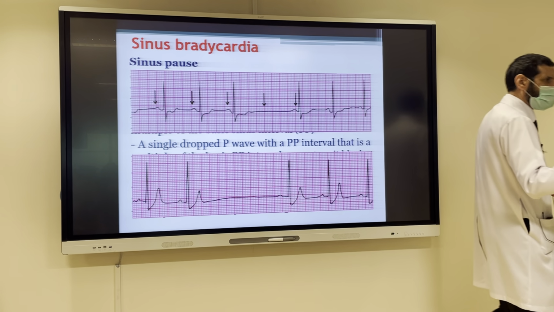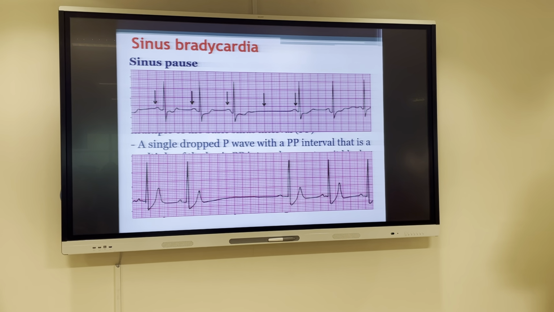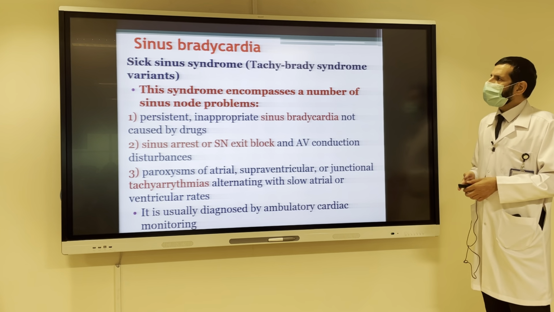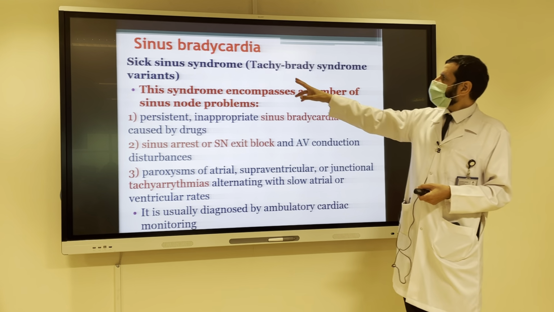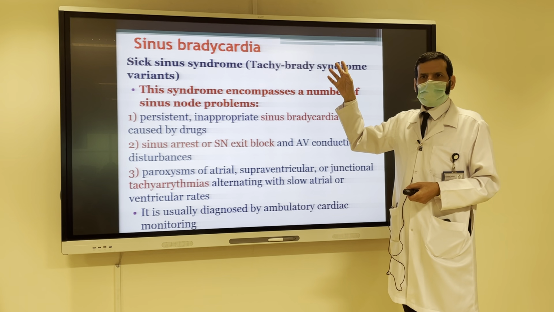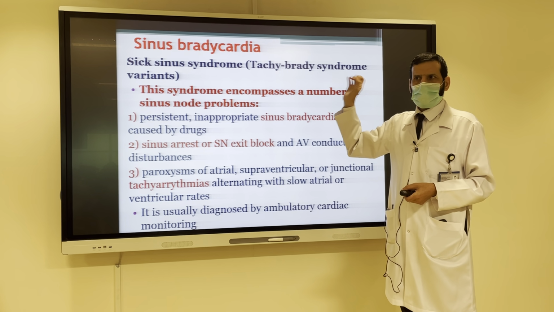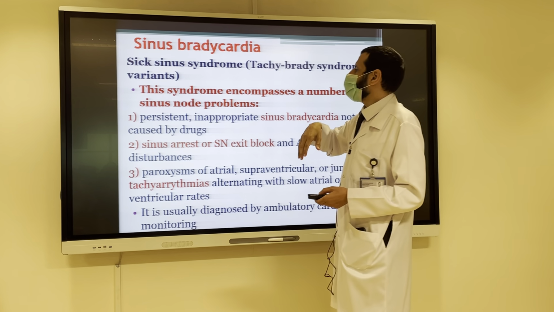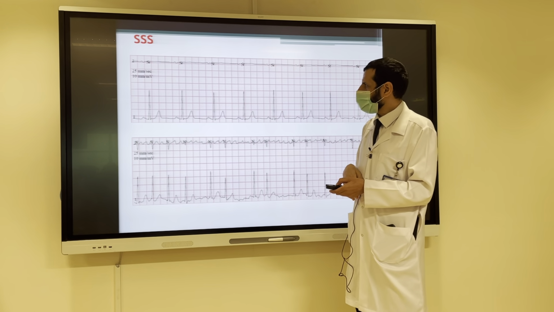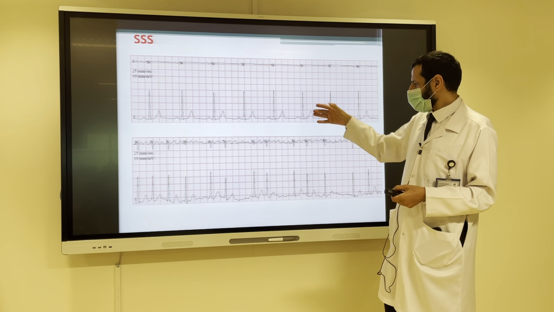So this is more serious, of course, than just sinus bradycardia. This is the second disease process that can involve the sinus node. The third one, and maybe you heard about this terminology, is Tachybrady Syndrome. Did you hear about it? Tachybrady. Actually, explaining it by Holter is better, so we'll go there.